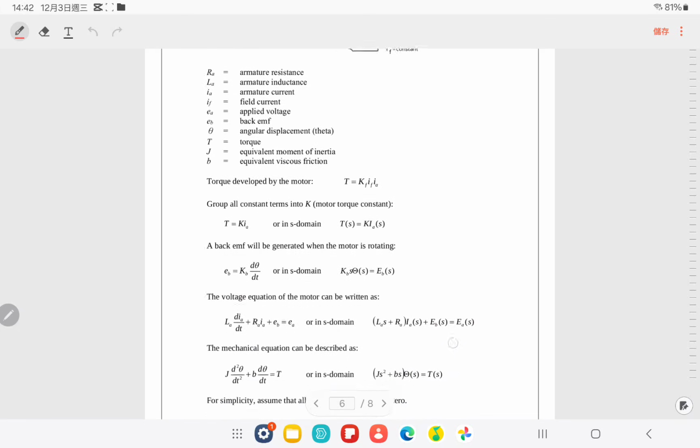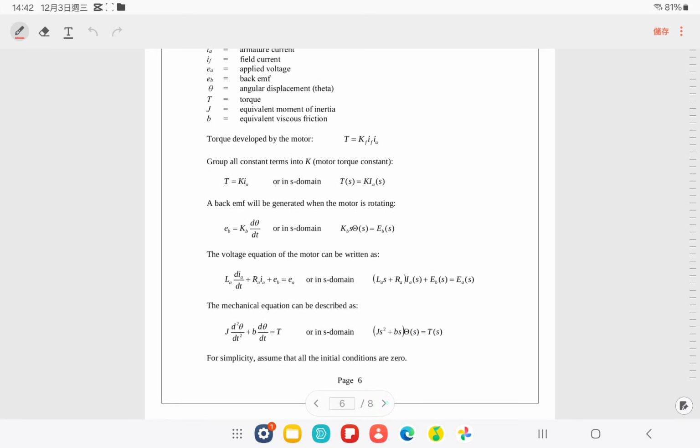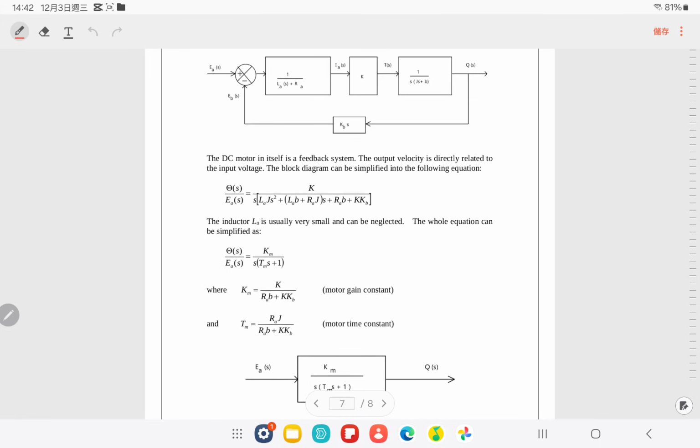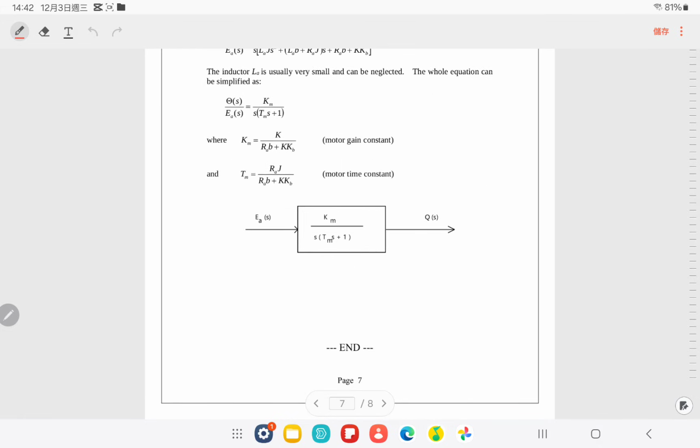This is electromechanical. As I've told you, it is very long, and it is hard to test, so I let you off. It will not come out in the exam. So that is it.